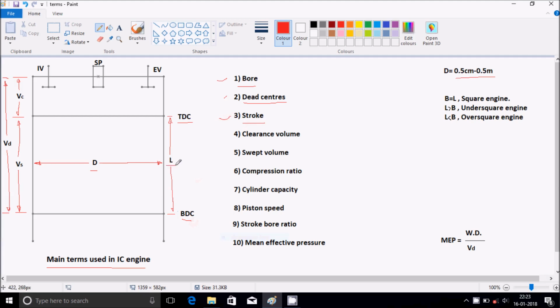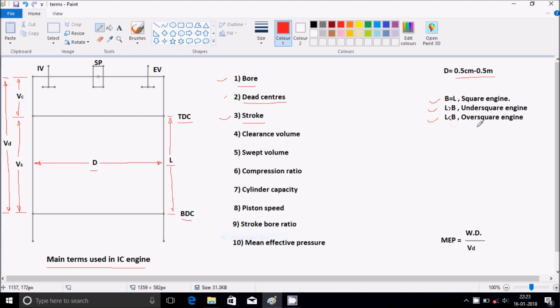Next is the stroke. It is denoted by L. It is the single travel of piston from top dead center towards bottom dead center or vice versa. It is called piston stroke or stroke length. If bore diameter is equal to stroke length, then it is a square type of engine. If stroke length is greater than bore diameter, then it is an undersquare type of engine. If stroke length is lesser than the bore diameter, then it is an oversquare type of engine.